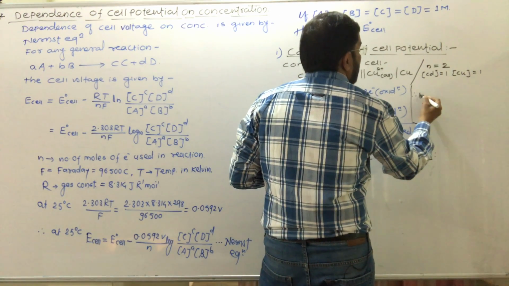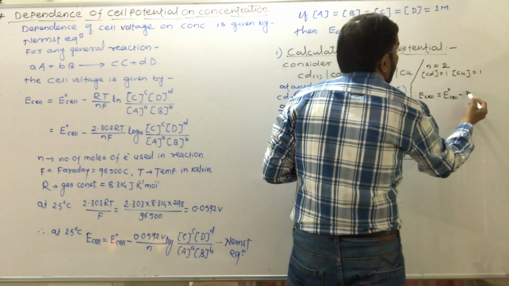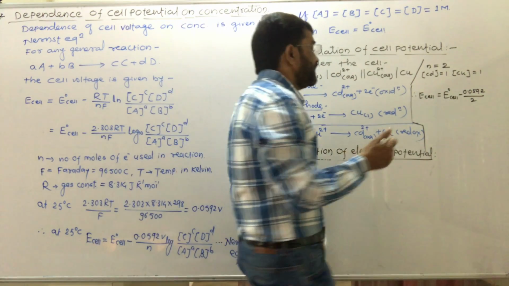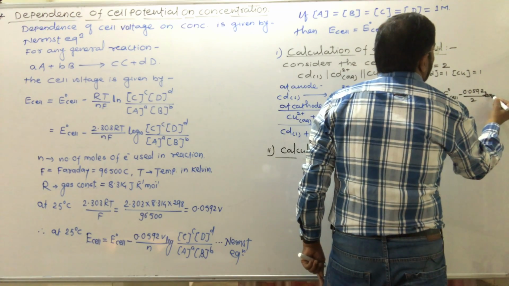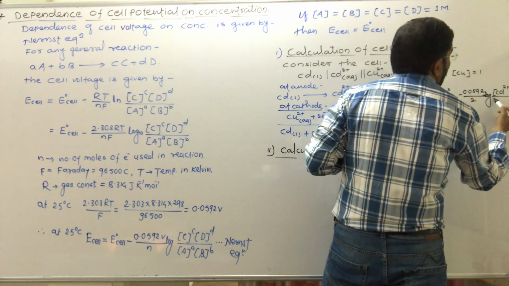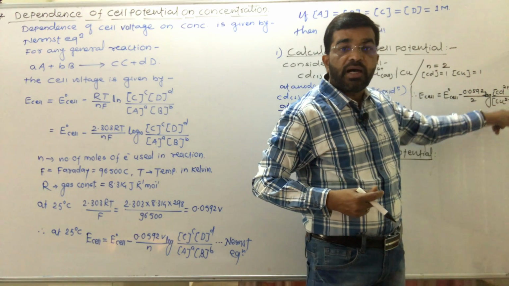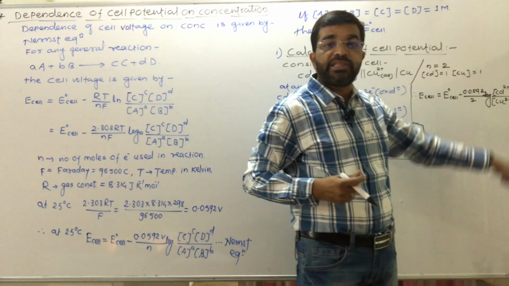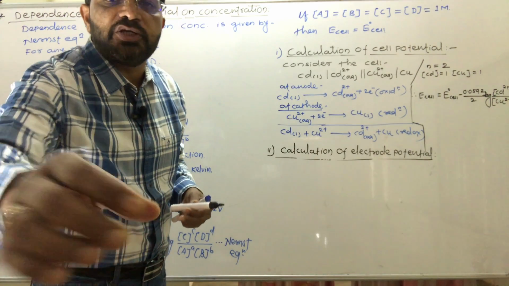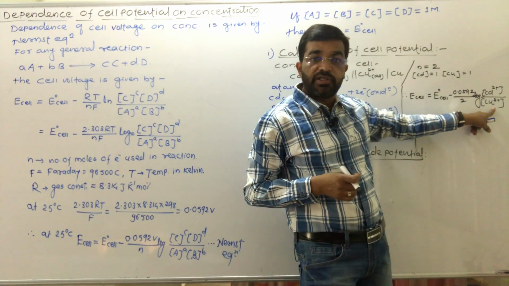Therefore, cell EMF is equal to standard cell potential minus 0.0592 upon 2, number of electrons 2, right? Into log to the base 10 of concentration of cadmium plus 2 ions upon concentration of the copper ions. So that is nothing but the Nernst equation for this cell potential. Here this is the Nernst equation.